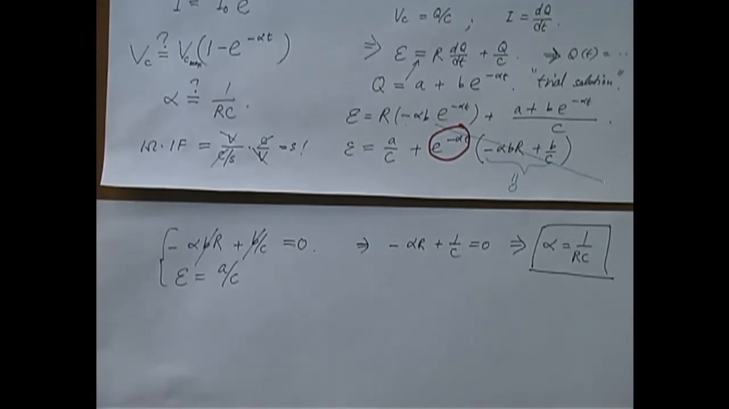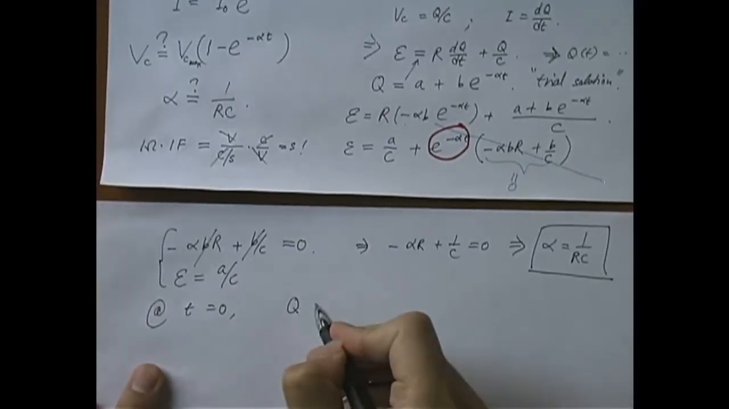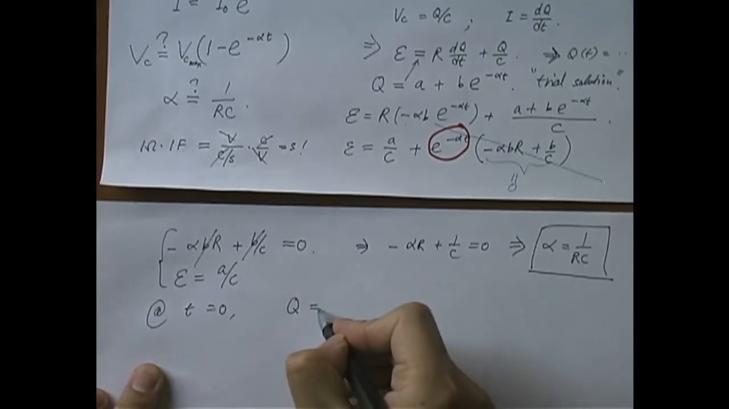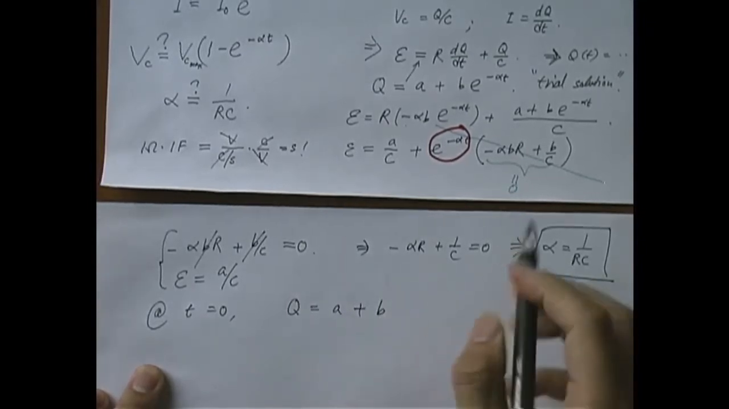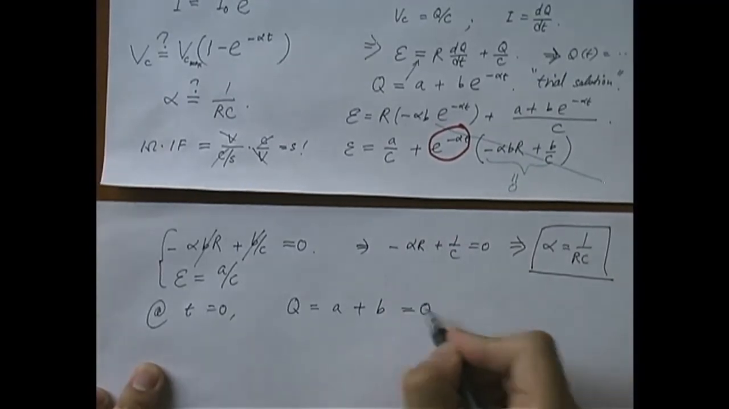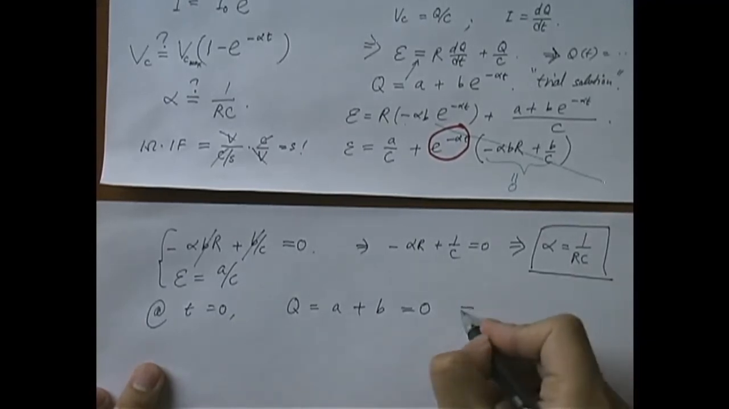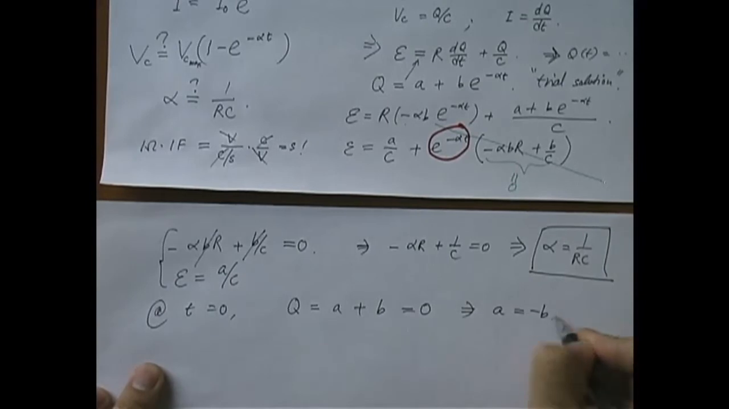Look at what happens when t equals 0. At t equals 0, what is the value of q? Okay, at t equal to 0, q is equal to a plus b e to the negative 0. That's a plus b. But wait a second, at that point, shouldn't q be 0? Right? Because there is no charge on the capacitor at t equal to 0. That's how the experiment condition was. So that tells you that a equals negative b, or b equals negative a.